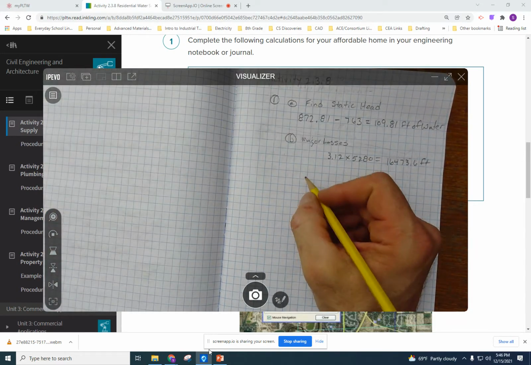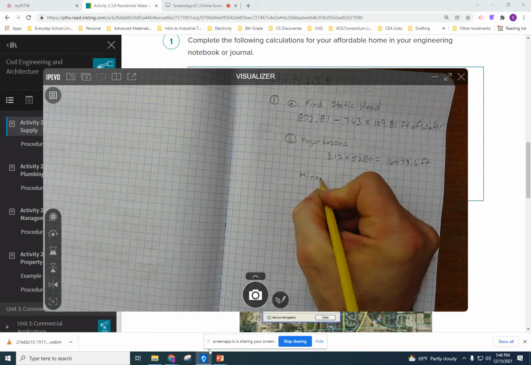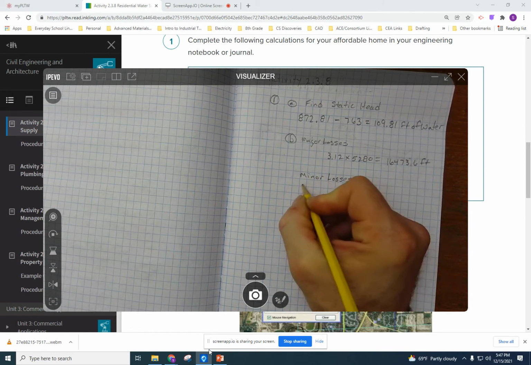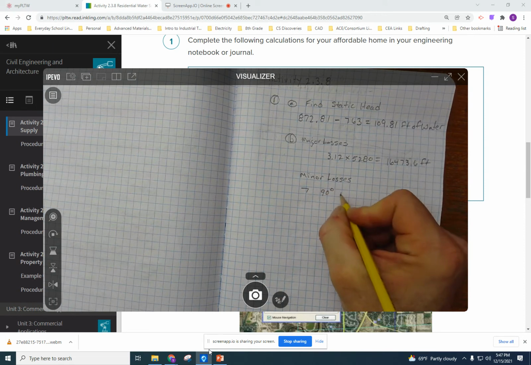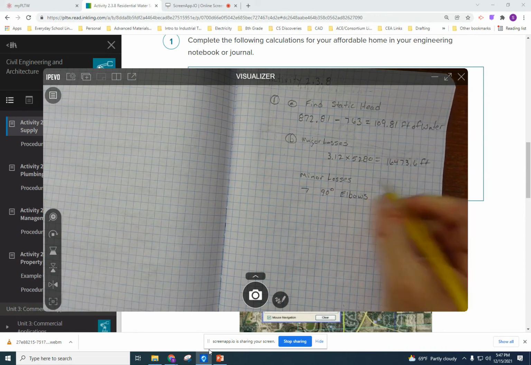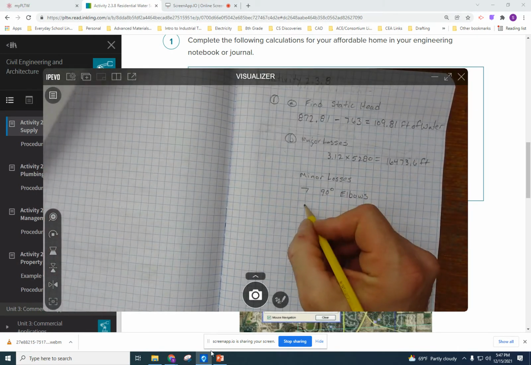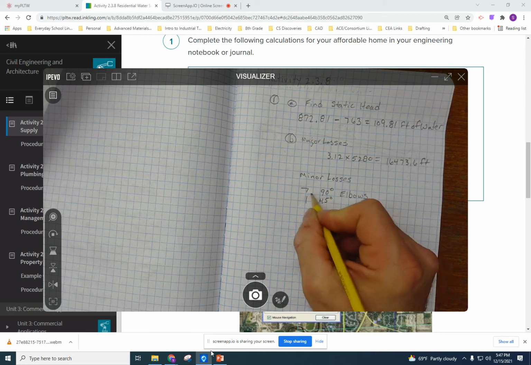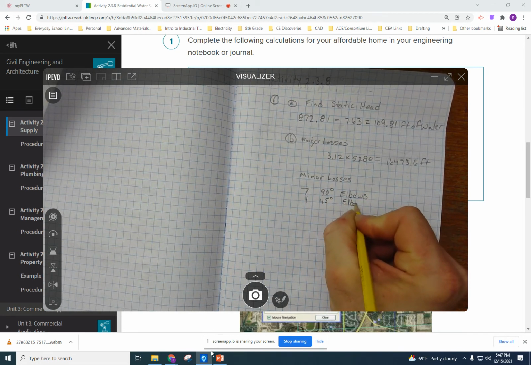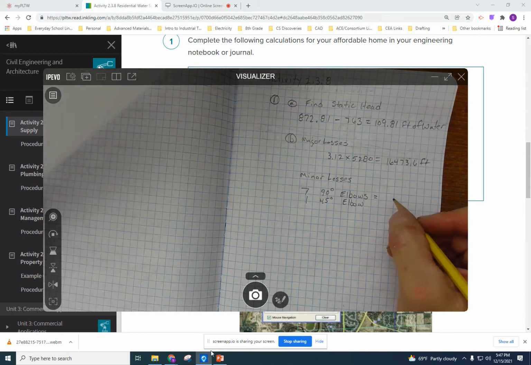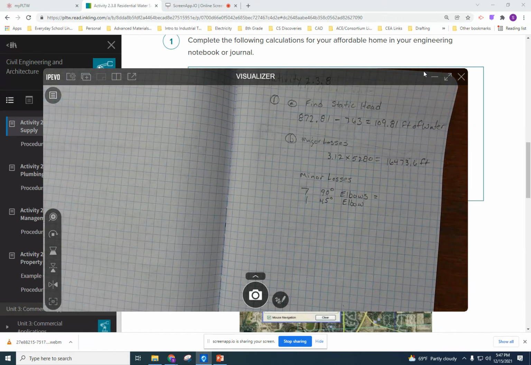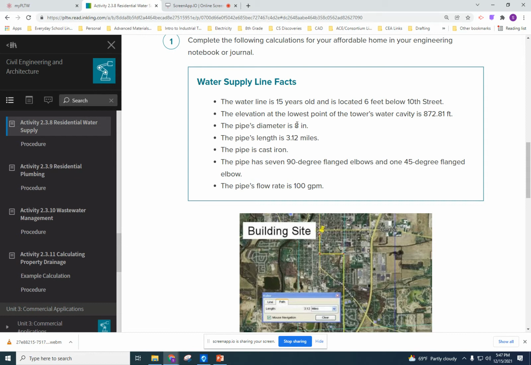These are called minor losses when we do these fittings. So we're going to say here minor losses, and we have seven 90-degree elbows, and one 45-degree elbow. We also have to look at the type of pipe we have here. We have 8-inch cast iron pipe.